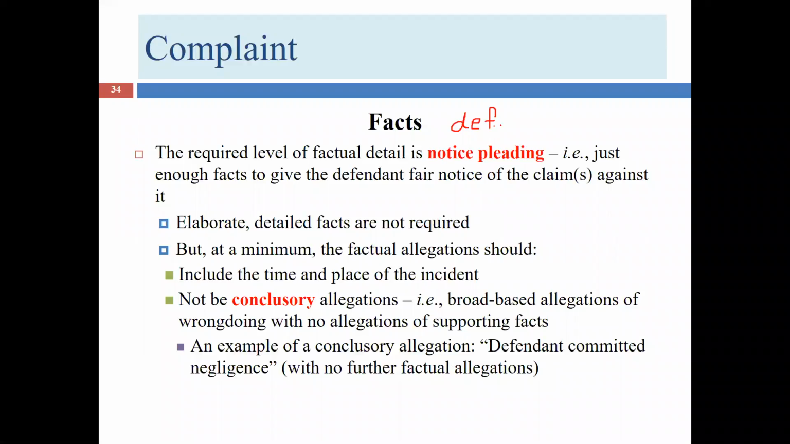So obviously you want to talk about the time and place of whatever the incident is. And you want to avoid conclusory statements. You don't want to say something like, defendant violated plaintiff's rights to XYZ. You want to tell the story. What did he do that you say violated his rights? So instead of saying defendant committed negligence, you want to say defendant ran the red light and switched lanes at the same time, hitting plaintiff's car, or something like that. You're telling a story. You are presenting the facts in such a way that it's obvious that there was negligence.